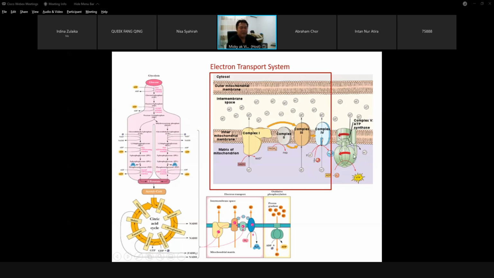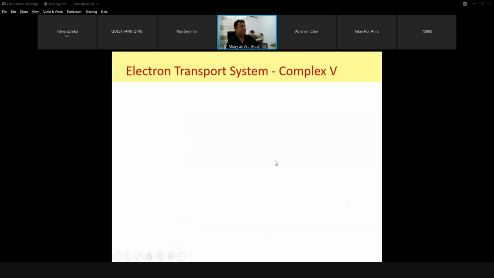If you look at complex number 5, where oxidative phosphorylation happens, this structure looks pretty and simple. But actually, this structure is very, very complex. And you will see the complexity of the structure as we go into the class today. So we are going to close today's lecture, the 6th lecture, with oxidative phosphorylation.